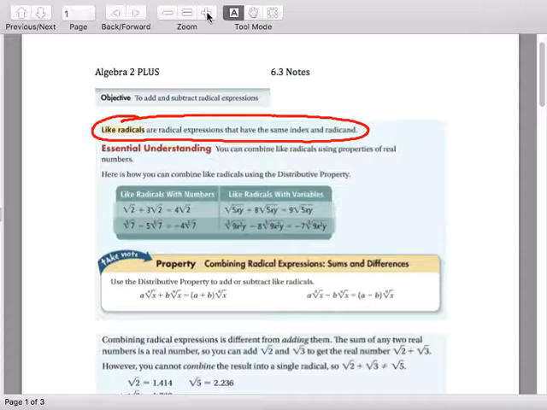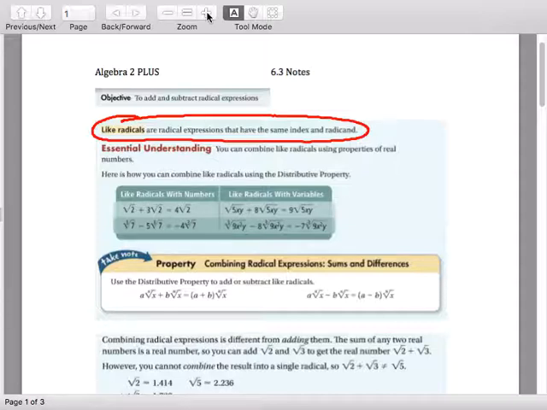So, Chris, can you reread that sentence for me? Because this is really important. Like radicals are radical expressions that have the same index and radicand. Okay, and then Luke, what is a radicand? What is a radicand? It's the thing underneath the radical, okay?